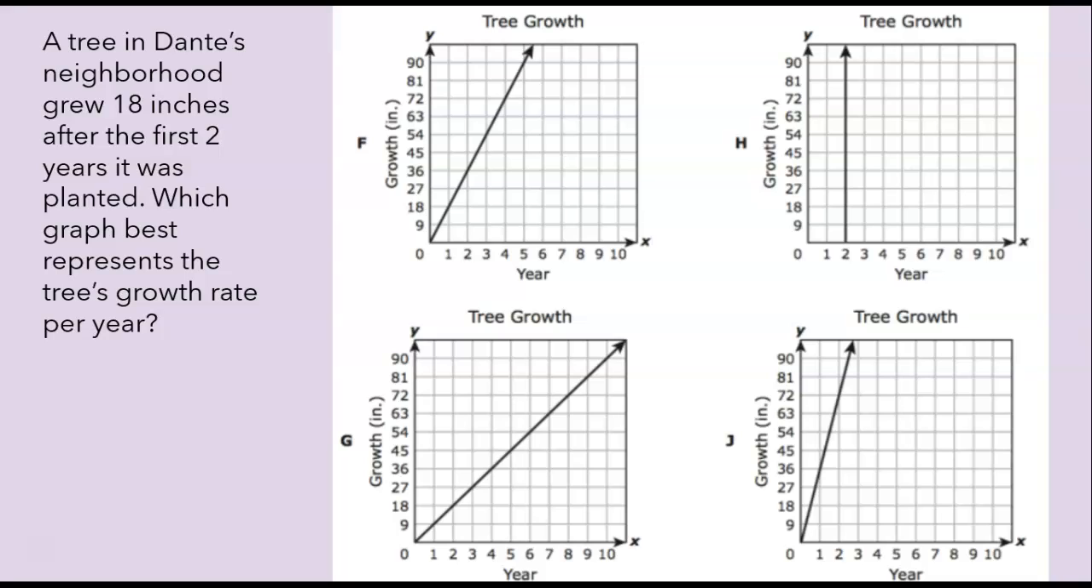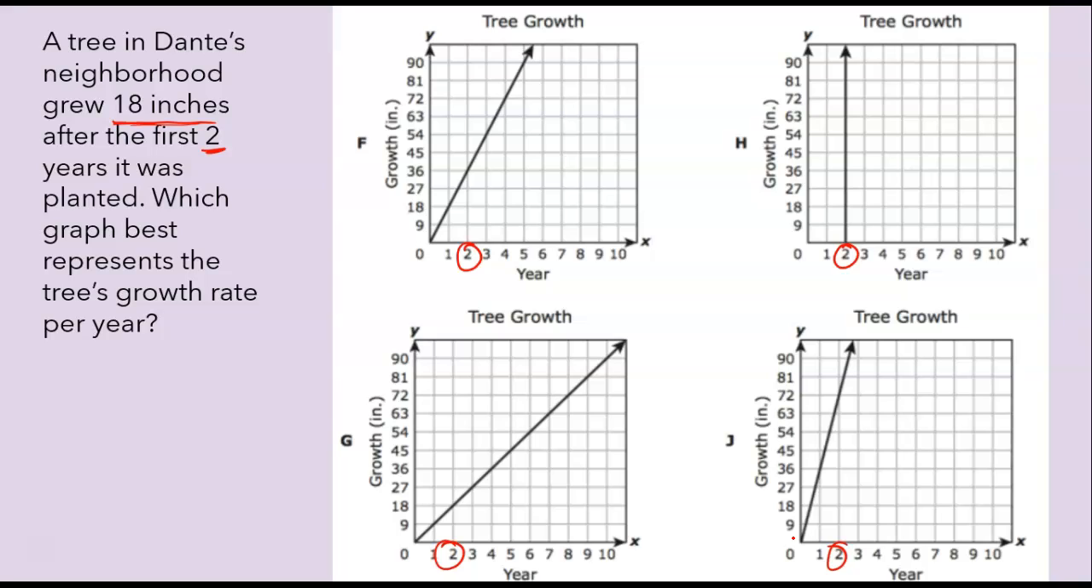This was pulled straight from an old test. If Dante's tree grew 18 inches after the first 2 years it was planted, which graph best represents the tree's growth rate per year? Well, we have data in our problem, right? We have data in the graph. Let's first see if we can find out what we know. Before we start doing our calculations, maybe it's already here for us. 18 inches corresponds, how long did it take to grow 18 inches? 2 years. Do I have 2 years on all my graphs? I do. I have a 2 years here, here, here, and here.